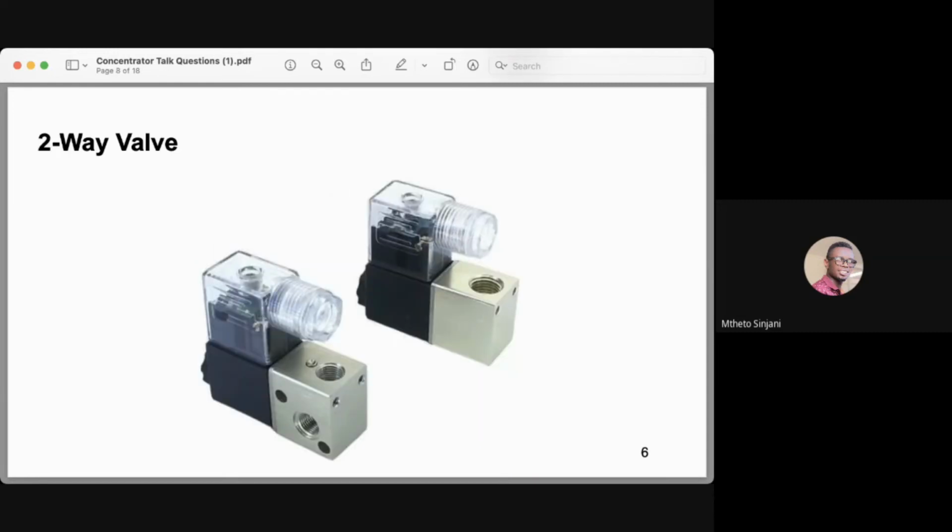This one is very common. It has just 2 ports, so there's air coming in and then air going out. Basically, those are the most common configurations of solenoid valves you are going to come across, especially in oxygen concentrators. Talking of configurations, now we move on to solenoid valve power states. To the next slide.